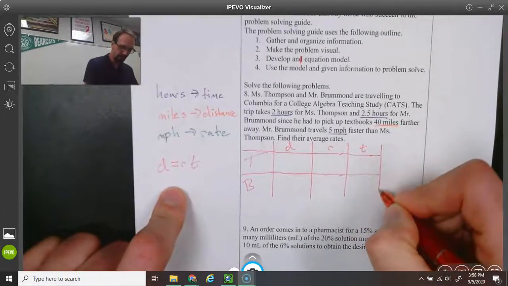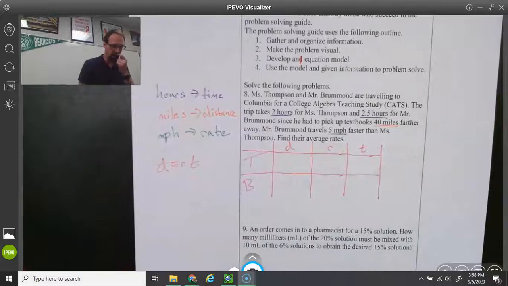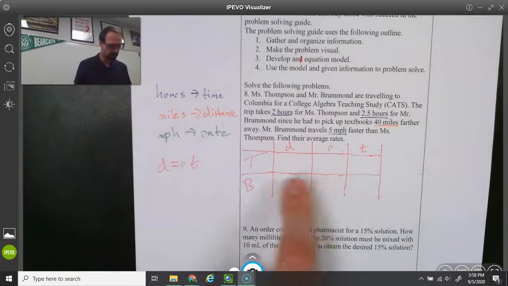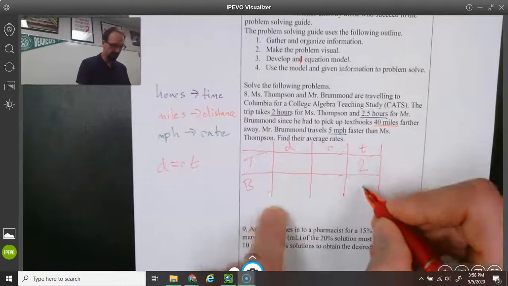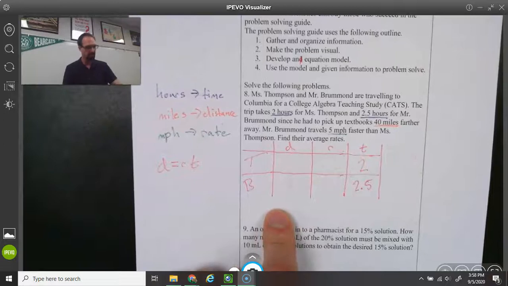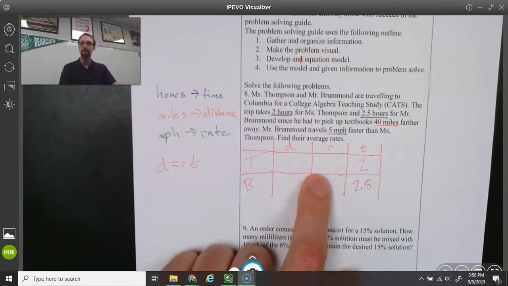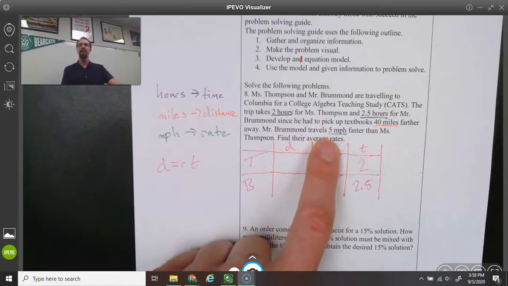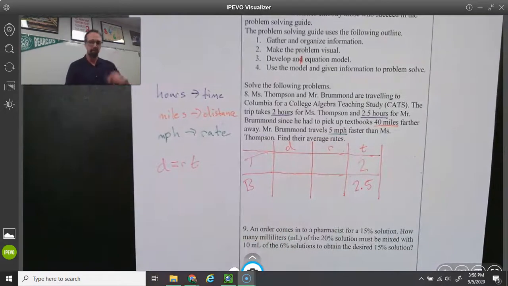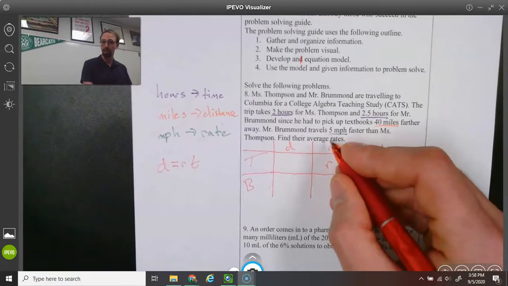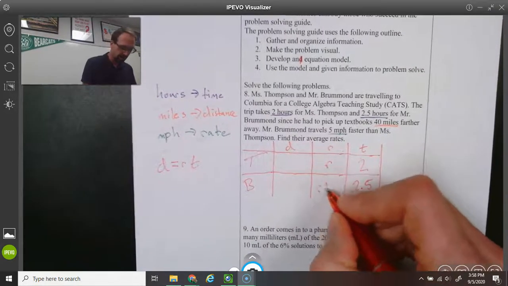All right, so what do I know? For the time portion, it took 2 hours for Ms. Thompson and 2.5 for Mr. Brumman. I know the rates: Mr. Brumman traveled 5 miles per hour faster than Ms. Thompson, so we'll call Ms. Thompson's rate r, because that's unknown. Remember, we're finding their average rates. And then Brumman traveled faster.